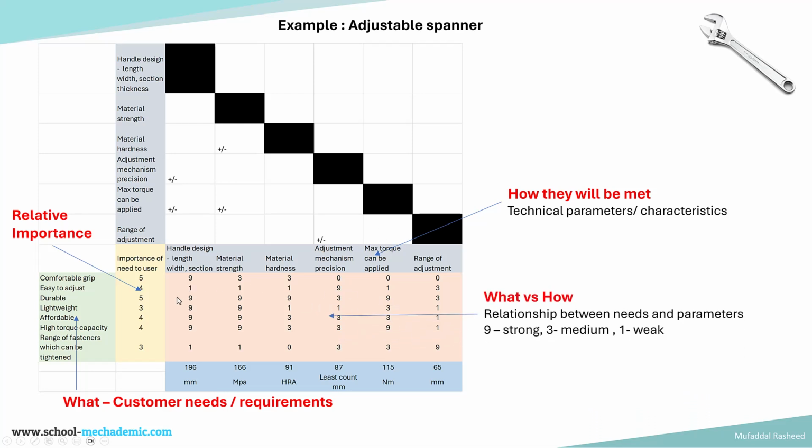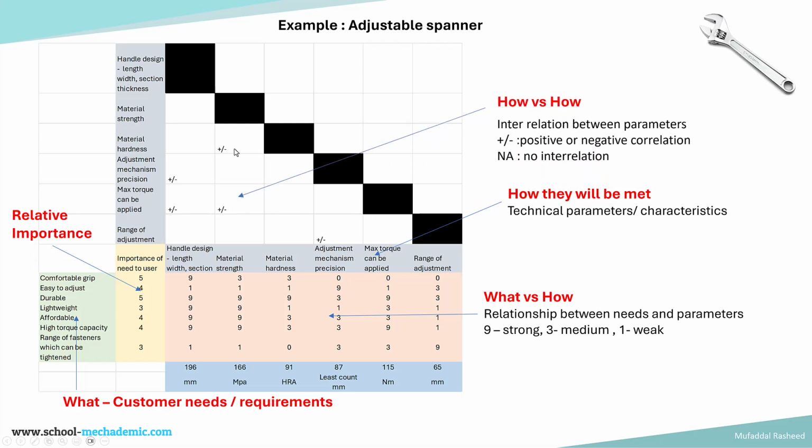So this section is what versus how, relationship between needs and parameters. 9 is strong, 3 is medium, 1 is weak. And this is how the user needs will be met, that is the technical parameters and characteristics. And this is how versus how, that is interrelationship between parameters.